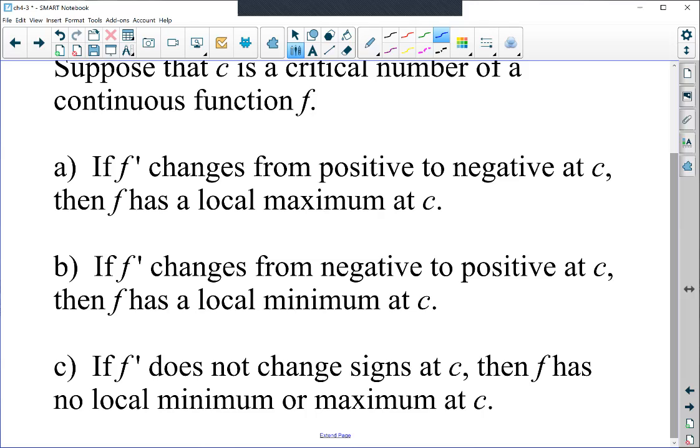Common example of when that happens is when you have x cubed. Its derivative is 3x squared. 3x squared is 0 at 0. The derivative as I approach 0 from the left is positive, and as I go from 0 to the right, it's positive. So I don't have a change in sign. I don't have a minimum or a maximum.